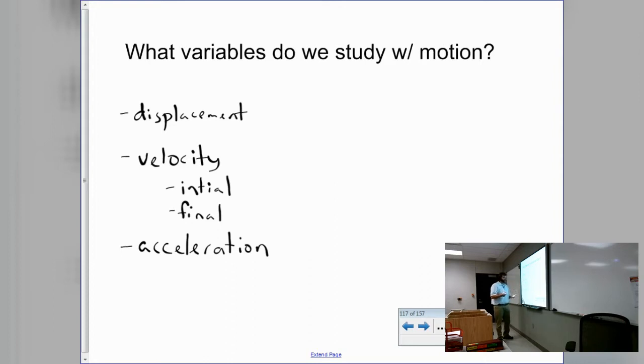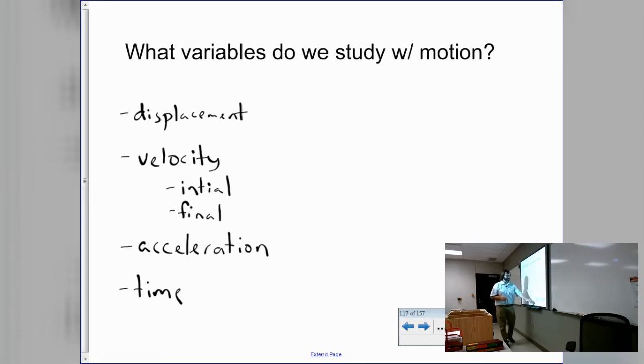Now, these are the 3 main portions, but to know anything about the motion, we also need to know about time. How much time was involved in the motion? Again, velocity depends on time and so does acceleration. So that is also a variable that we have to have information about. So with these 4 pieces of information, we can really study motion and use equations to actually analyze what's going on with a particular motion.